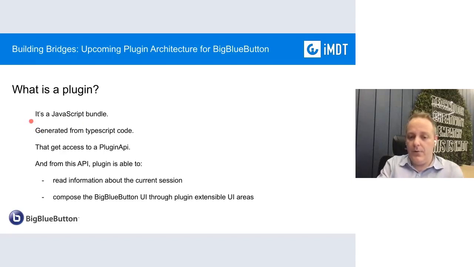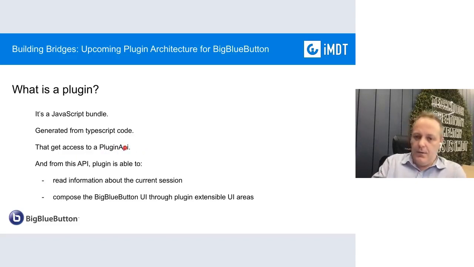And this bundle is generated from TypeScript code. By using TypeScript, we help the developers because of the code completion. So the developer will install the plugin SDK from NPM, and then when creating a type or calling a function, they will get all the IntelliSense auto-completion features. So it's going to be very easy to use. And this TypeScript code gets access to a plugin API.